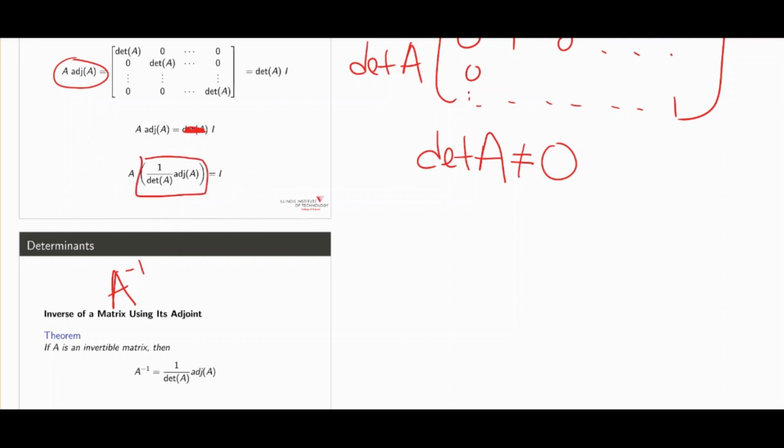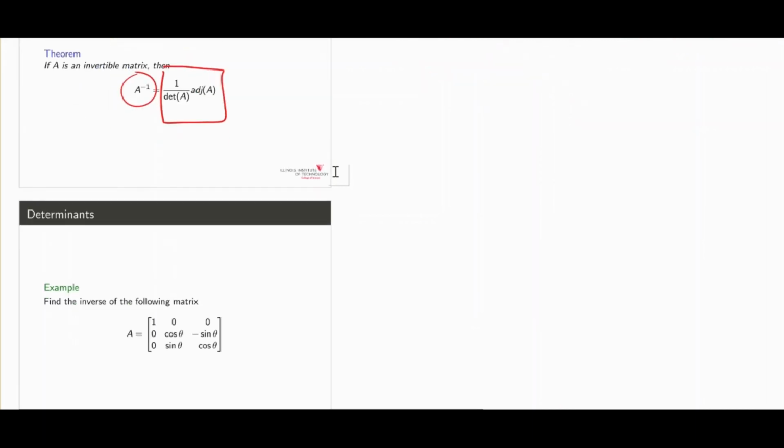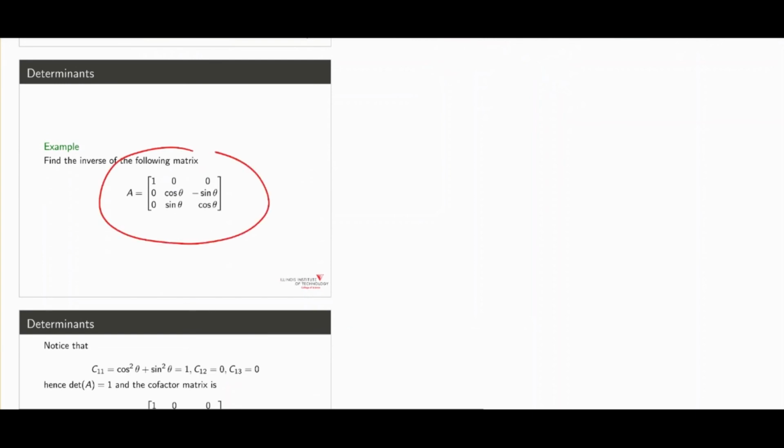So now we have a formula for computing the inverse. A inverse is 1 over the determinant of A times the adjoint of A. So how do you actually compute the inverse using this formula? Well, you have to find the cofactor matrix, then transpose that matrix, and then divide by the determinant, and that's it. It's very easy to say, but it's tedious to compute. So let's look at the computation, in this example where row reduction is not a very good method.